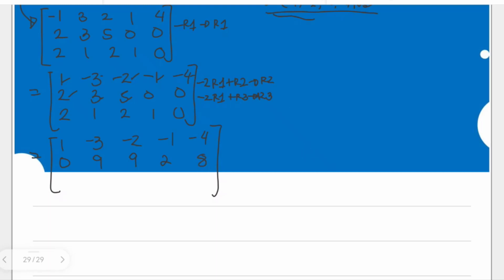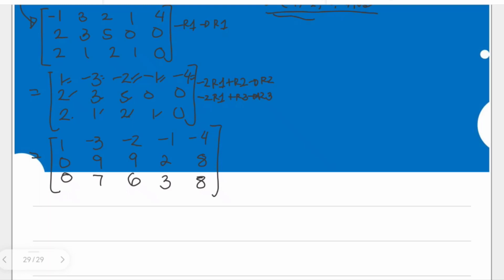On the third row, you have negative 2 times 1 is negative 2 plus 2, 0 here. Next, negative 2 times negative 3 is positive 6, plus 1, positive 7. Negative 2 times negative 2 is positive 4, plus 2, positive 6. Next, negative 2 times negative 1 is positive 2, plus 1, 3. Negative 2 times negative 4 is 8, so it's 8 here as well.